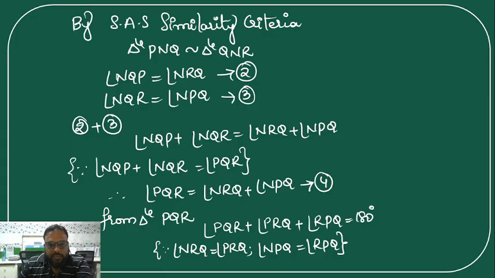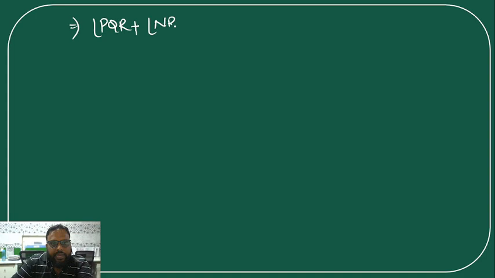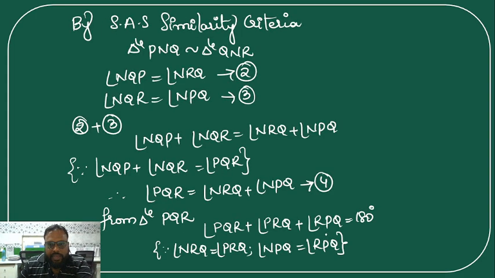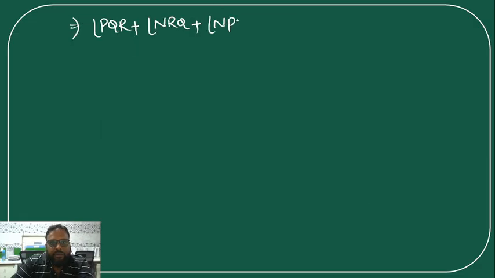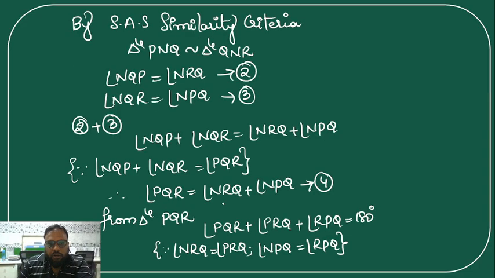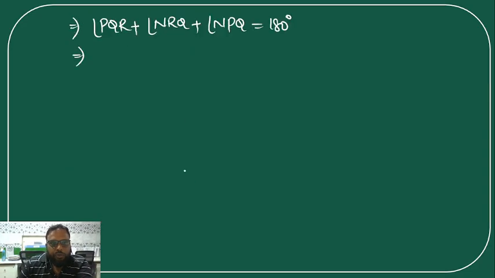Right. So this becomes angle PQR plus, in the place of PRQ, I can write angle NRQ, plus angle, in the place of RPQ, I can write angle NPQ, is equal to 180 degrees. From equation 4, this part is completely equal to angle PQR. So in the place of these two, I can write angle PQR. So this will be angle PQR plus angle PQR is equal to 180 degrees.